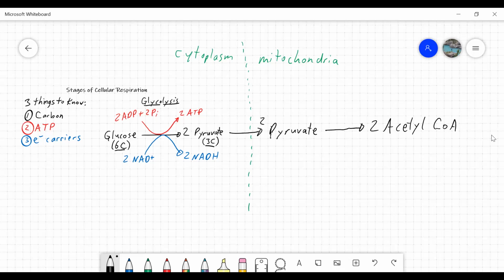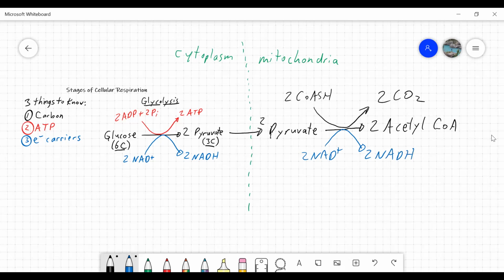Well, it turns out we need something called coenzyme A. Coenzyme A we can represent as CoASH, and I'll talk about that shortly. And it turns out we also release some carbon dioxide. So there's our carbon. We're not going to make any ATP at this step, but we are going to make some NADH. So I'm going to throw that in there. We're going to make 2 NADHs. There we go.